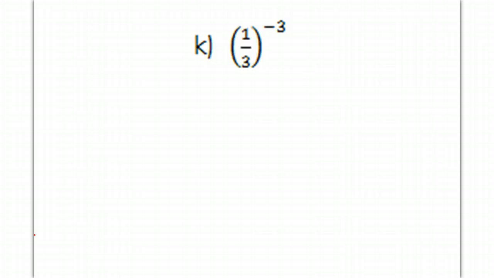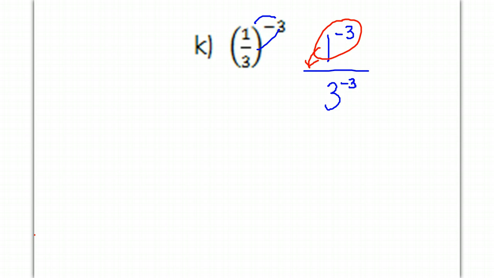Letter K looks a little strange. There's no variables at all, but we'll distribute that negative 3 exponent to the top and the bottom. Becomes 1 to the negative third over 3 to the negative third. And now we don't like any negative exponents, so we're going to basically flip-flop places. Move them up and down, and they change the signs. So 1 to the negative third on top becomes 1 to the positive third on bottom. 3 to the negative third on bottom becomes 3 to the positive third on top.